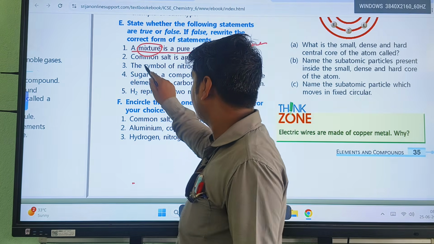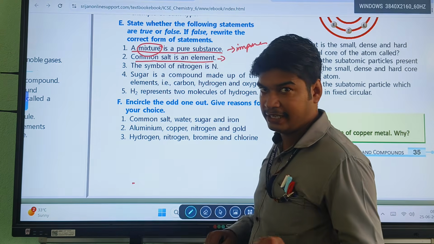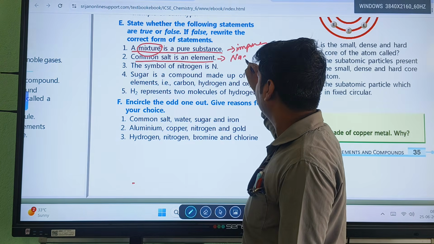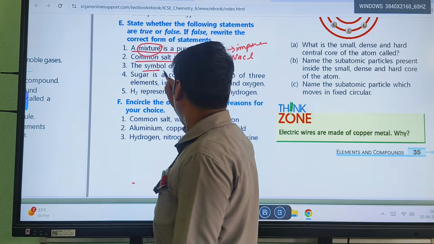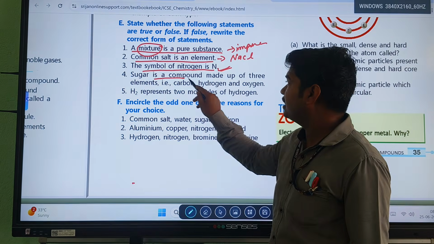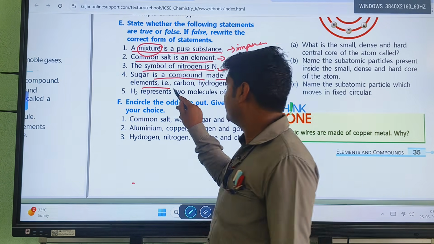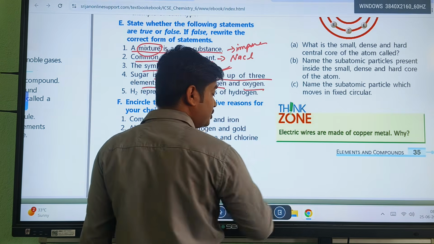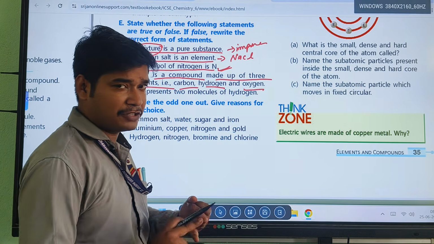Okay. Now here, common salt is an element. No, common salt is not an element. Common salt is a compound. Okay. Now the symbol of nitrogen is N. That is correct. Okay. Sugar is a compound. Of course, sugar is a compound made up of three elements, that is carbon, hydrogen, and oxygen. We have just discussed the formula of sugar, C6H12O6.